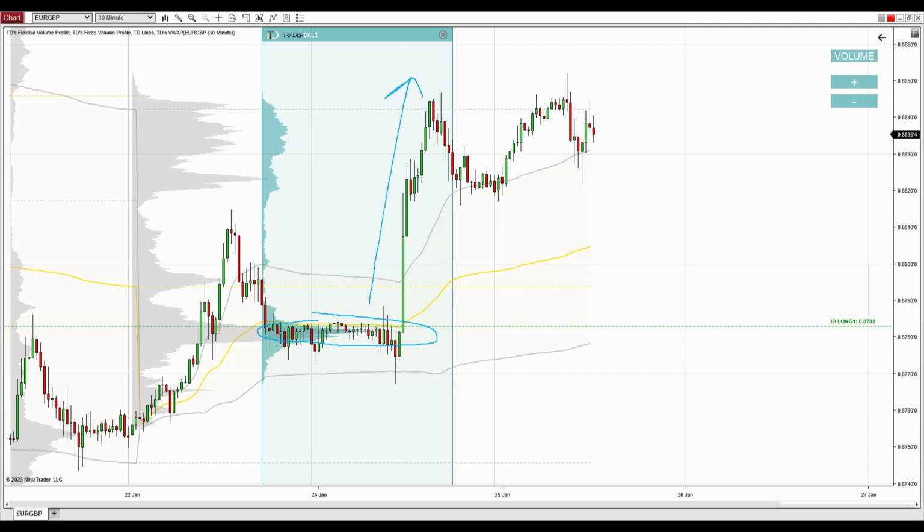The next thing is you need to wait for a pullback, for the price to make it back to the beginning of that heavy volume zone, which is in here. This is the beginning of that heavy volume zone. In this case, 0.8783. When the price hits this area, then it is very likely that those buyers who are accumulating their longs in here will become active again.